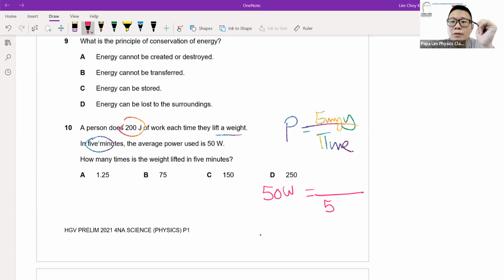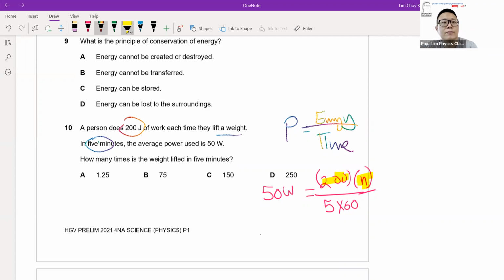But remember, when you use the formula, you have to convert it to SI units. So you have to multiply by 60. Now each lift is 200 joules. So let's say I do n lifts. So n will be the number of times that I lift. Each lift is 200 joules, so 200 times n will be the total energy spent.